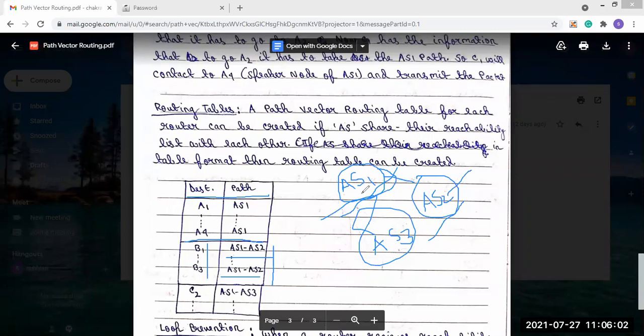Because AS1 is sharing its reachability related to autonomous system 2, that is why we are writing it this way. If we go for the third, autonomous system 1 is sharing its reachability to autonomous system 3. So we'll write that first. After writing, from autonomous system 1 to autonomous system 3, the reachability is there because autonomous system 1 is sharing. That's why it is from AS1 to AS3.